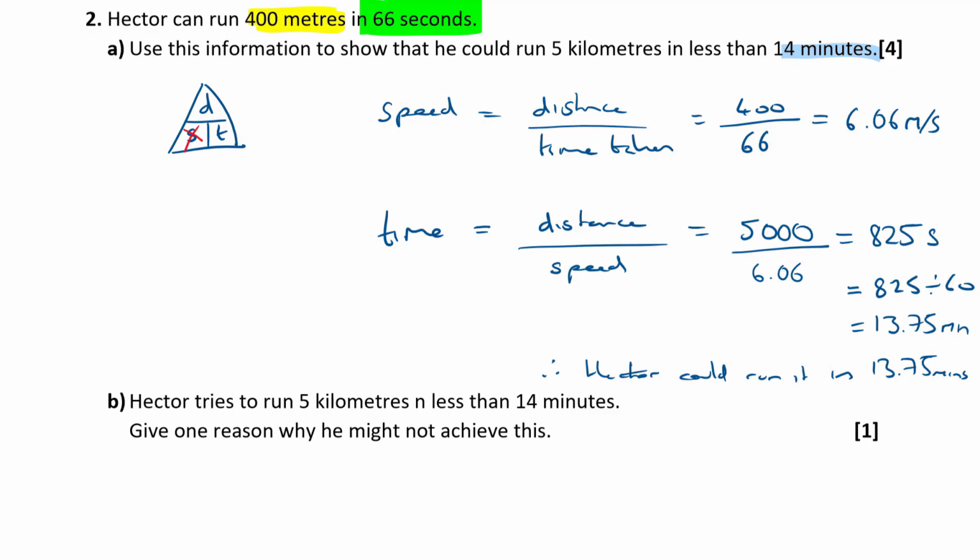Right, and it says Hector tries to run 5 kilometers in less than 14 minutes. Give one reason why he might not be able to achieve this. Well, fairly obviously that 5 kilometers is a lot further than 400 meters, and you kind of run out of energy after a while, don't you? You can't run at a sprinting speed for 5 kilometers. You've got to go at a slower pace. So what I would say here is that Hector may tire and slow down.